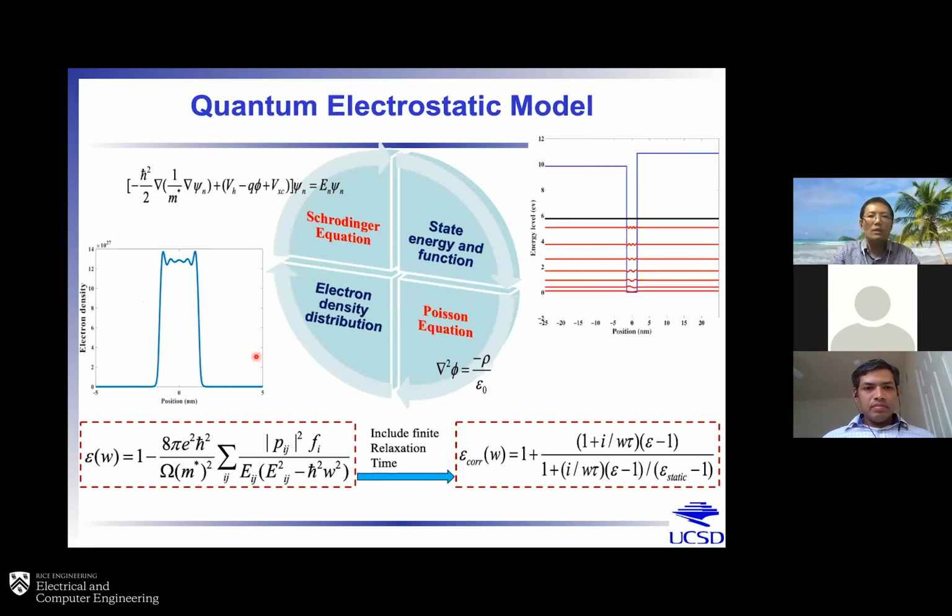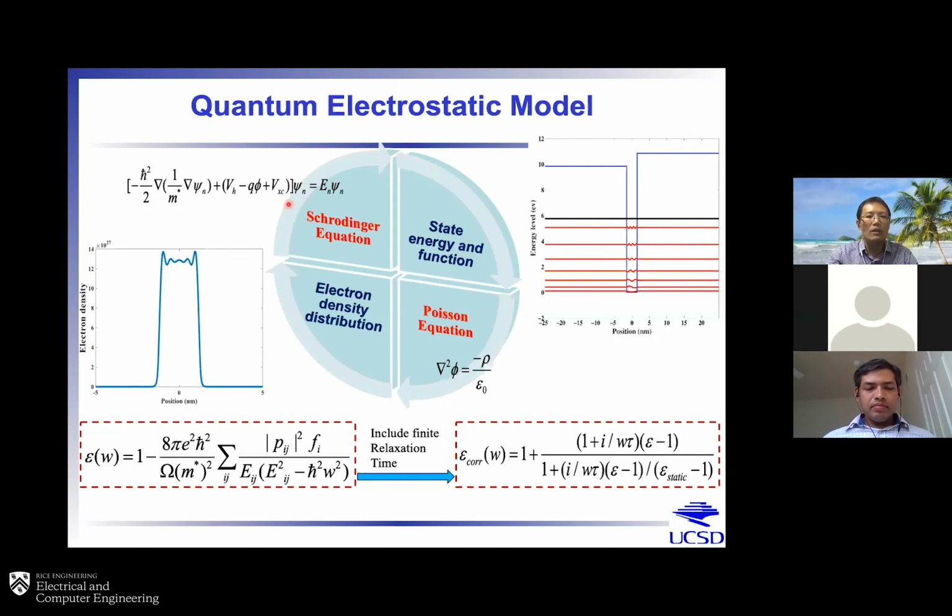It's just a quantum electrostatic model. We treat it like an electron in a box. This is a metallic quantum well sandwiched by oxide, and the well is very, very deep, so you have many quantized states. You use the Schrodinger equation, solve it, and get the state energies and wavefunctions. Then you also need to care about the electron distribution using the Poisson equation, and you get this kind of electron density distribution.